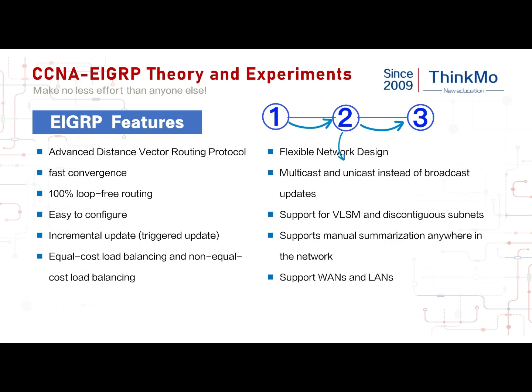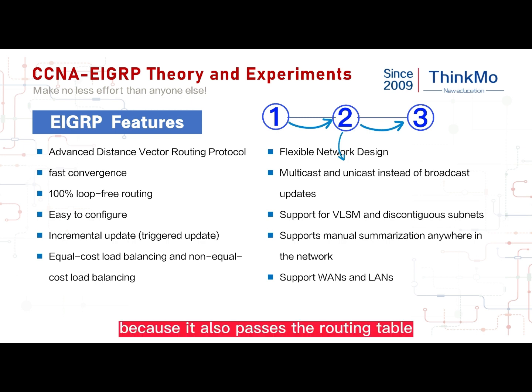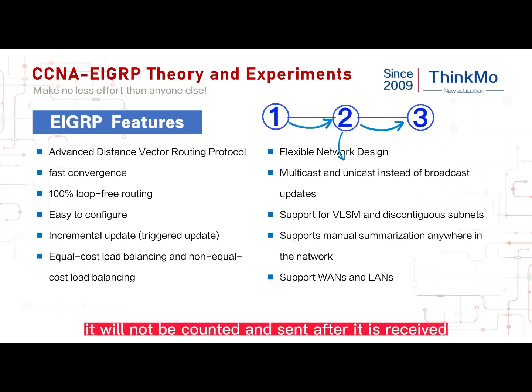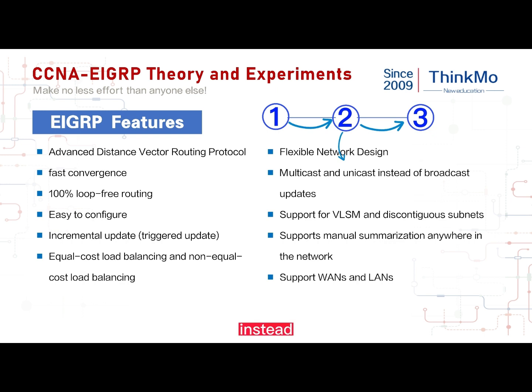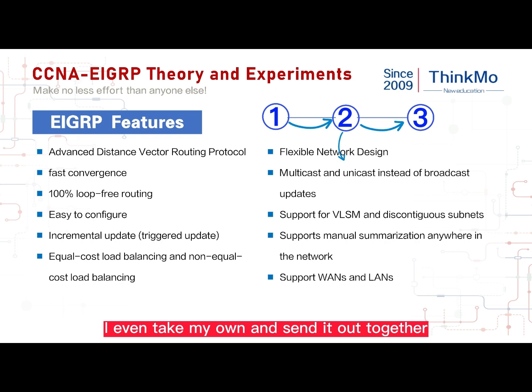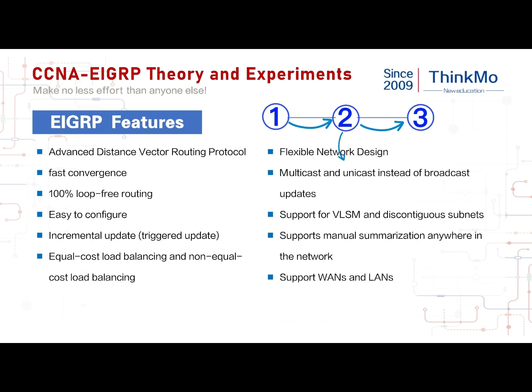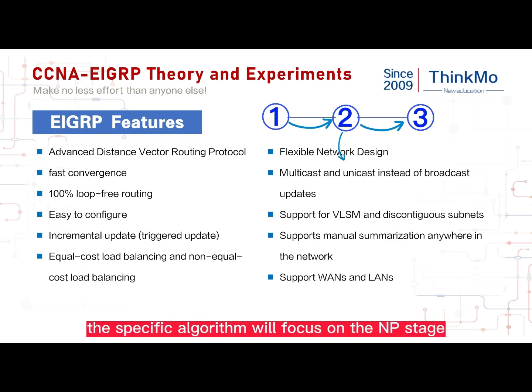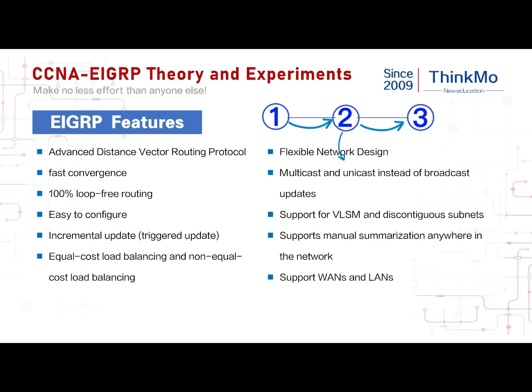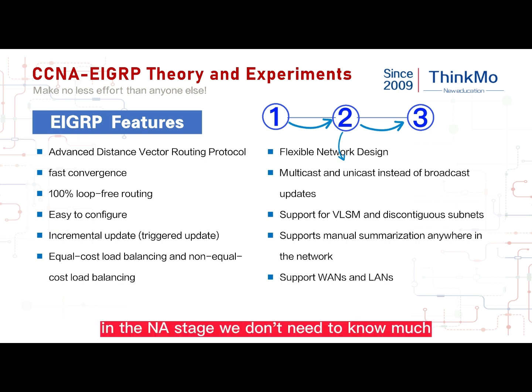Of course, from the point of view of the eating analogy, it doesn't really make a difference, because it also passes the routing table. But it's fast. It will not calculate and send after it is received. Instead, after receiving it, it takes its own and sends it out together, then runs the calculation locally. It's an algorithm question. The specific algorithm will be the focus in the NP stage. The algorithm is not as simple as I say now. In the NA stage we don't need to know much.